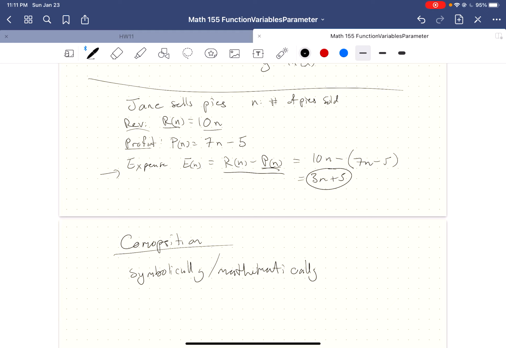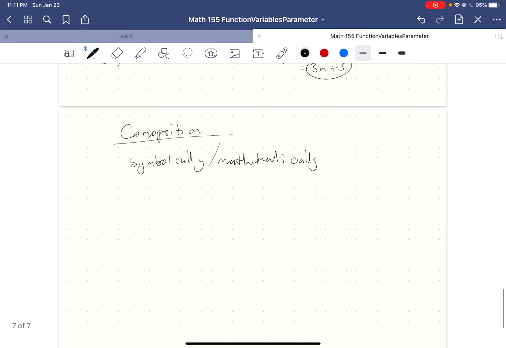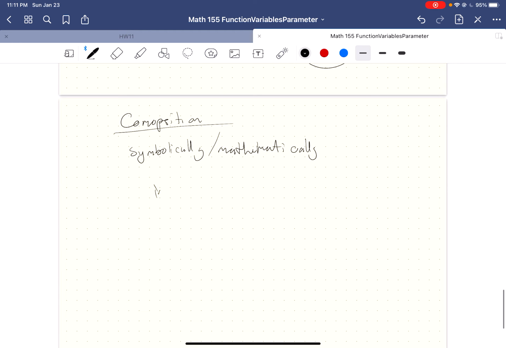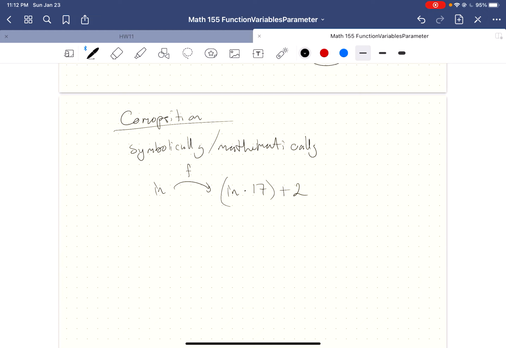All right. So part of why I like to think of functions as being you give me an input and I give you an output is because of function composition. So if you give me an input, there's some function f, and what f is going to do, it's going to take your input, multiply it by 17, and then add 2.